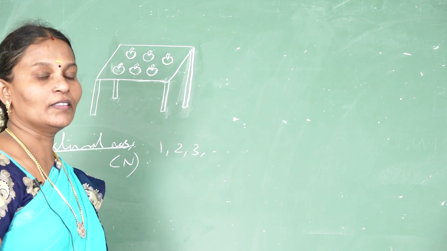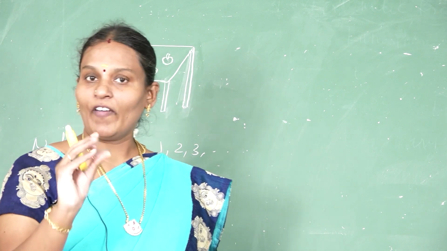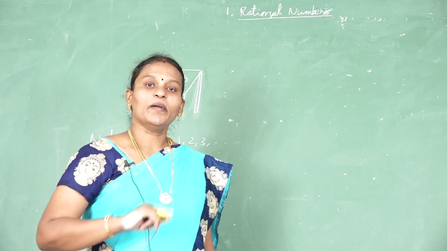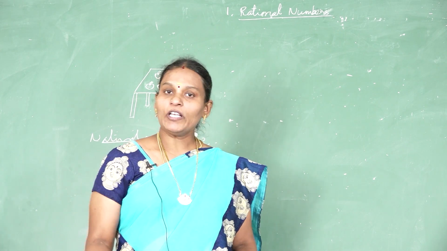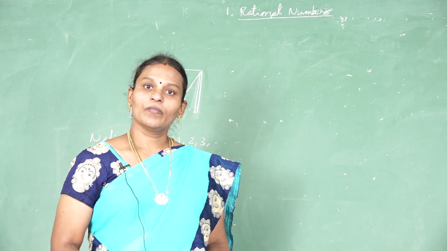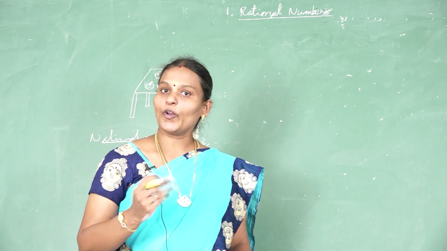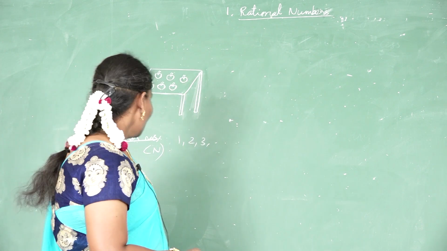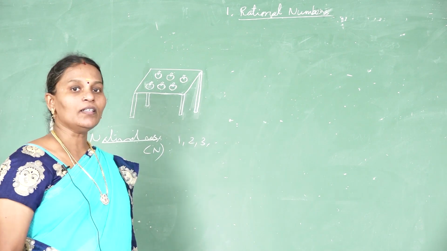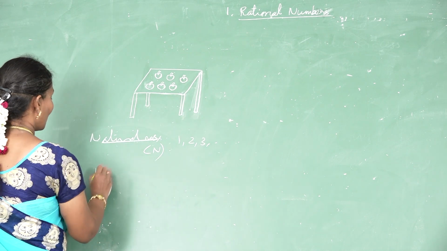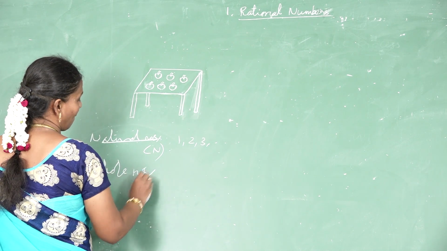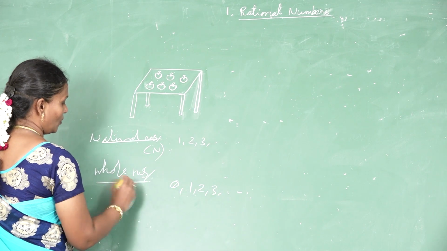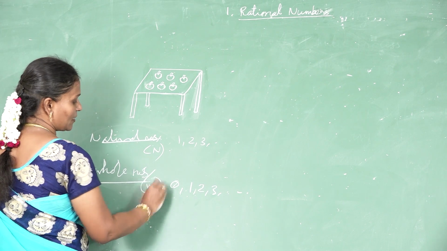Now, you had 5 chocolates. You gave all of them to your friends. How many chocolates do you have now? No chocolates. How do you represent that in numbers? 0. That 0 included with the natural numbers is called whole numbers. So what are whole numbers? Whole numbers are 0, 1, 2, 3, etc. Whole numbers are represented by capital W.